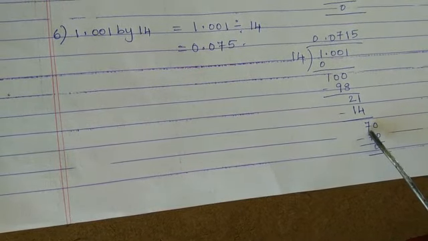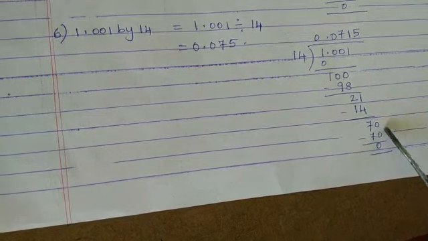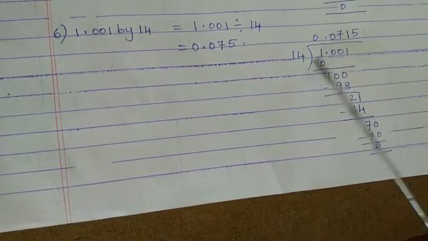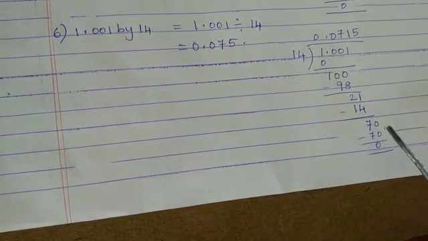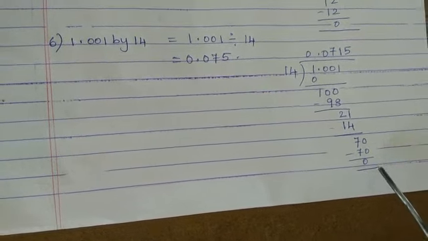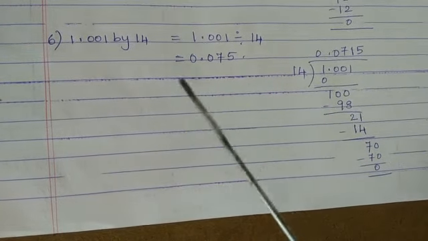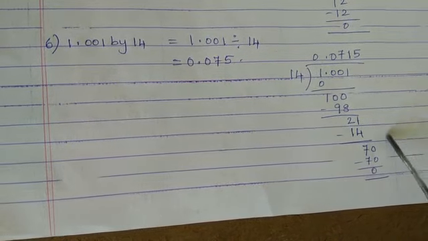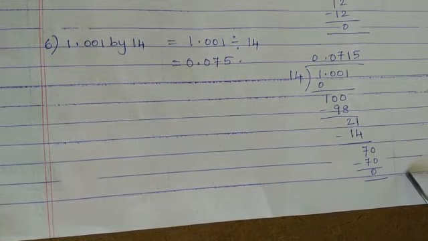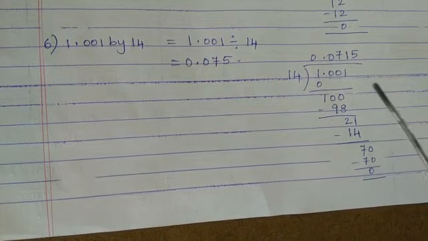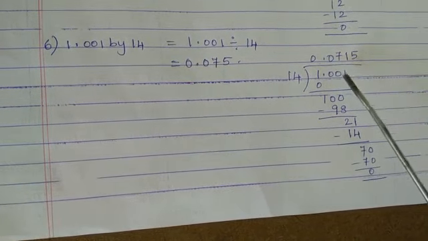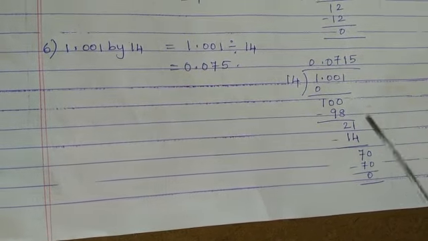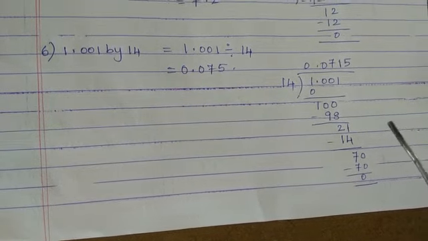Now with the remainder, that is 70. 70 divided by 14 is 5. 5 14s are 70. Now the remainder is 0. So the quotient is 0.075. While doing this type of division of decimals, be careful about where to add the zeros and how to add them, and then practice it well.